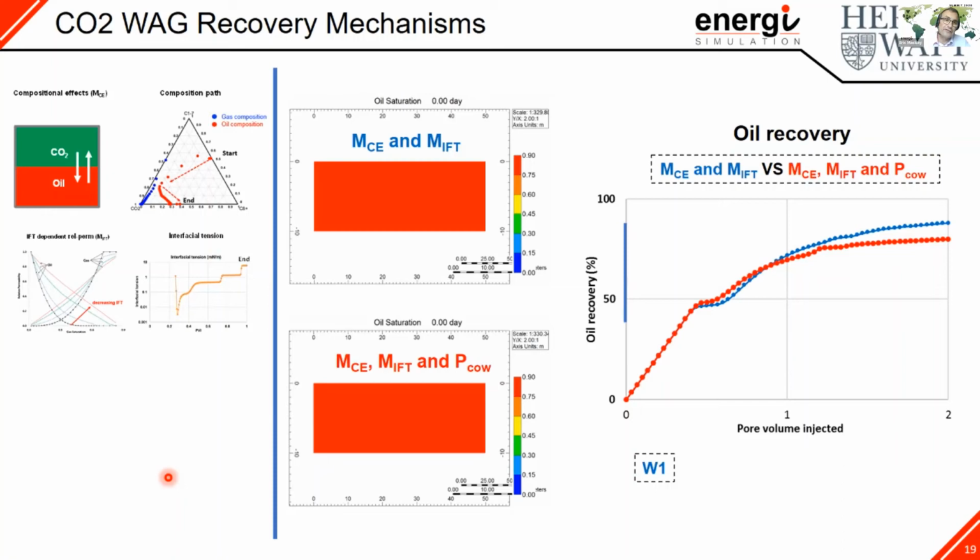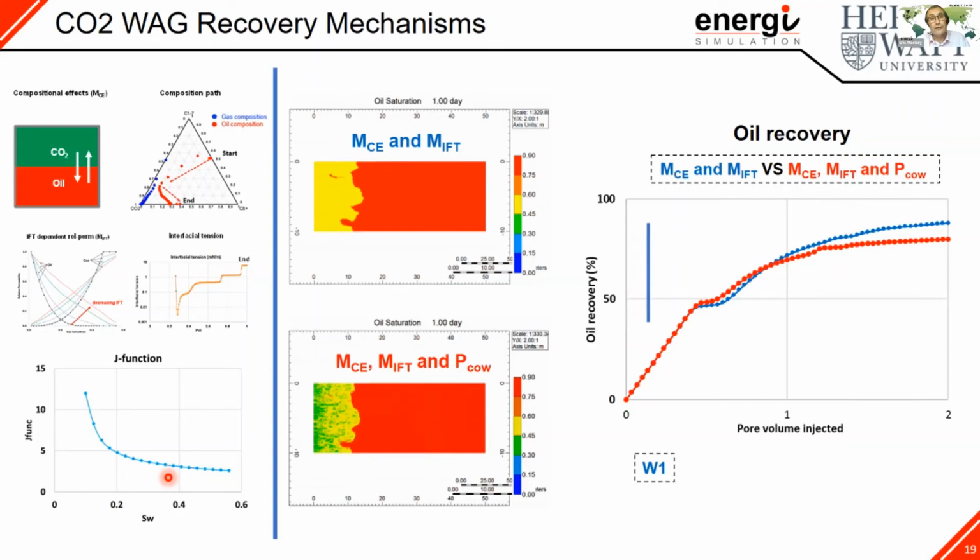And then here we're comparing the impact of these two mechanisms, which, as Arne mentioned, helped to increase recovery through viscous cross flow, helping to sweep out bypassed oil. Those calculations were performed without capillary pressure, and then including capillary pressure. And so on top, we can see the recovery based on just those two mechanisms, the compositional effects and the IFT effects. And then on the bottom, those two plus the capillary pressure effect.